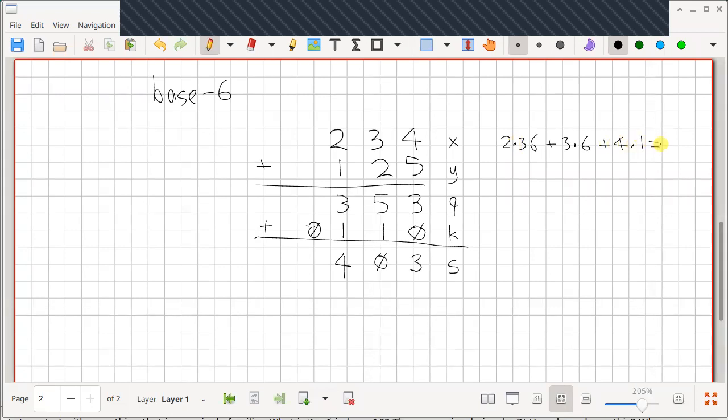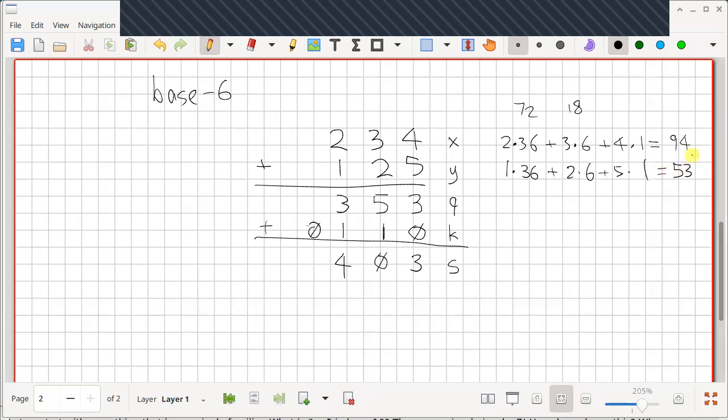So that's 72 plus 18, which is 90. And that's 90 plus 4. So this is supposed to be 94 in base 10. This one here, that's 1. Okay, 1 times 36 plus 2 times 6 plus 5 times 1. So we got 36 plus 12, which is 48. 48 plus 5 is 53.